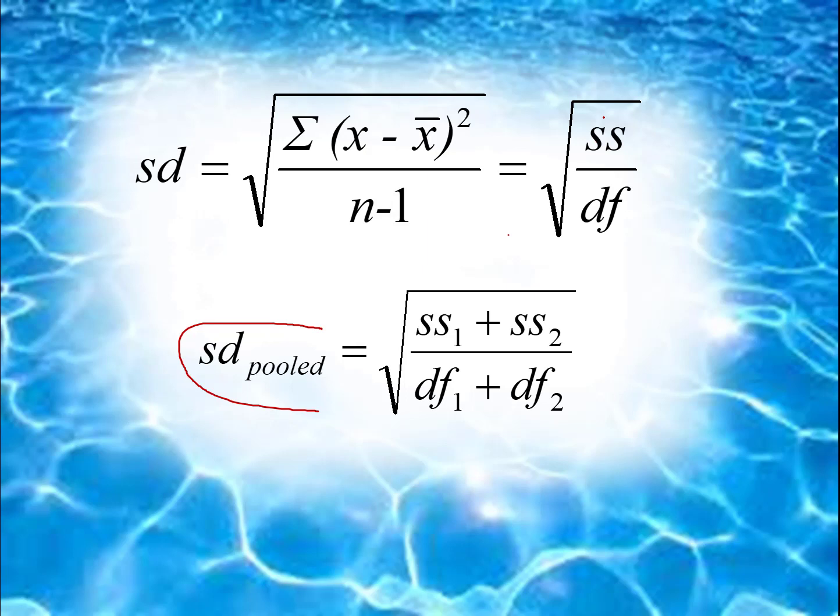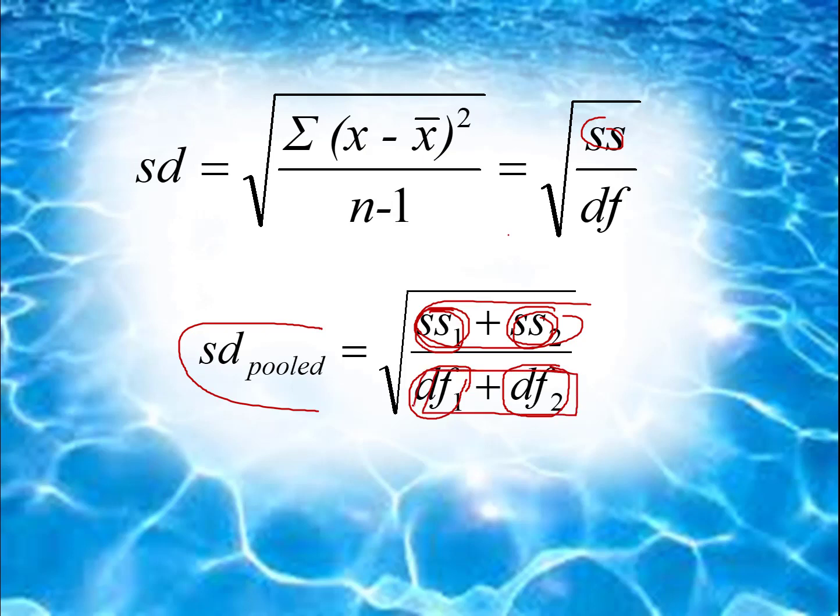So if I have two groups, I'll take the sum of squares for my first group, sum of squares for group 1, and add to that the sum of squares for group 2. So I'll get the total sum of squares for both groups. And then I'll get the degrees of freedom for group 1, the size of group 1 minus 1, n minus 1 for group 1. And then I'll get the degrees of freedom, sample size minus 1 for group 2, and I'll add those two degrees of freedom together.